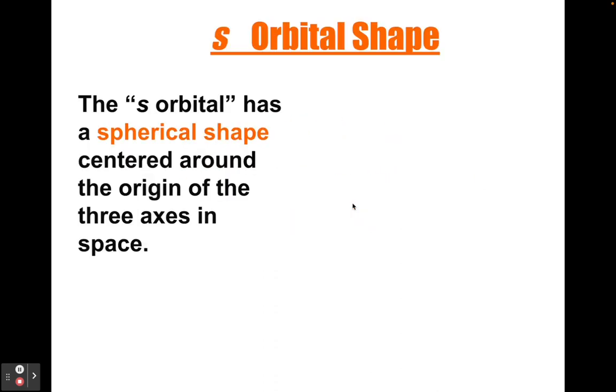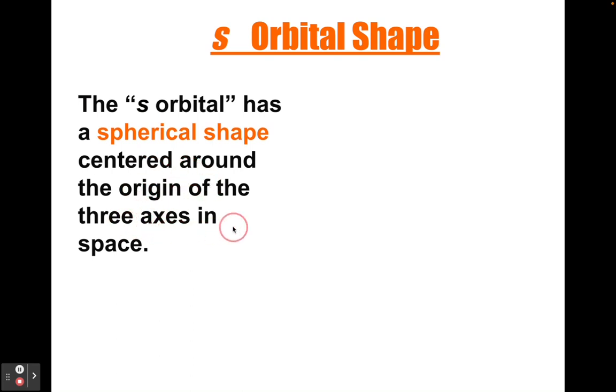Okay, so let's look at some orbitals. So the s orbital shape, you can remember that s orbital is spherical, so they both begin with s. So an s orbital has the shape of a sphere, and again, the shape of the orbital is the probability map, or the probability shape of finding the electron within that space. So with the spherical shape, the orbital is centered around the origin of the three axes.